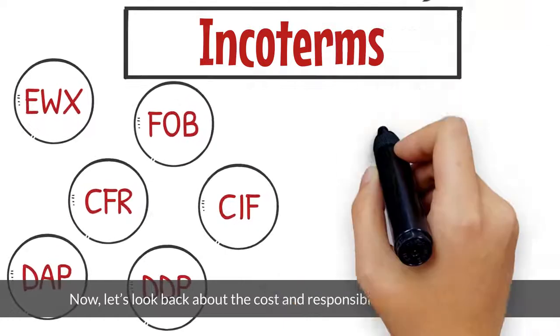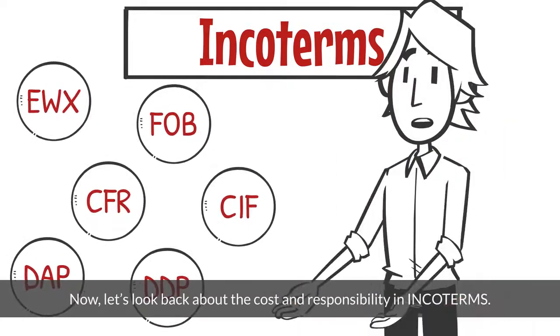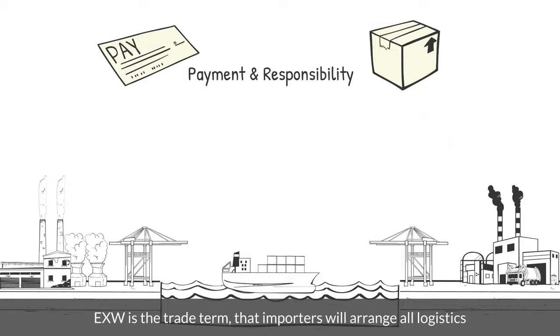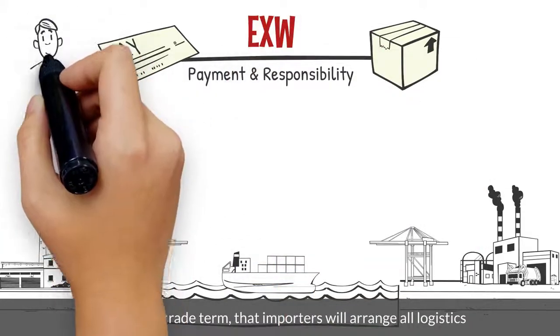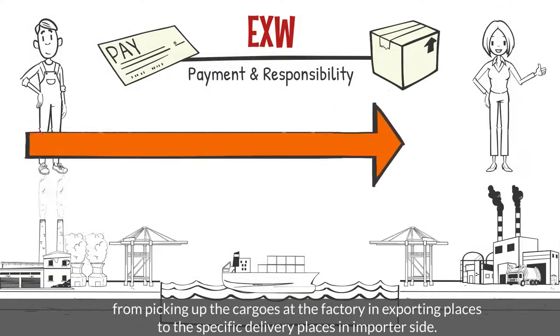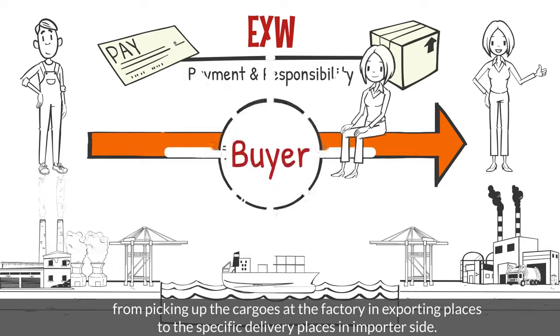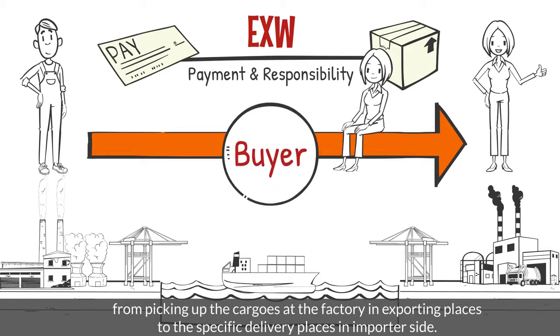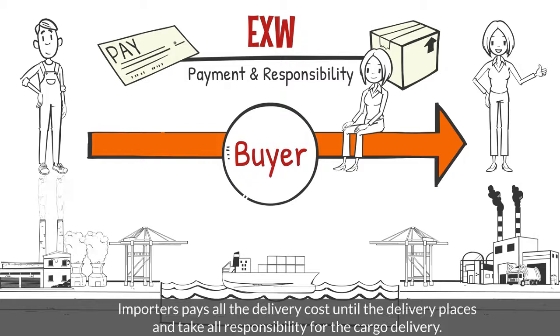Now, let's look back at the cost and responsibility in Incoterms. Ex-works is the trade term where importers will arrange all logistics from picking up the cargoes at the factory and exporting places to the specific delivery places on the importer side. Importers pay all the delivery cost until the delivery places, and take all responsibility for the cargo delivery.